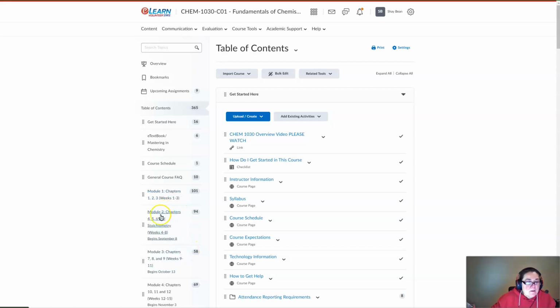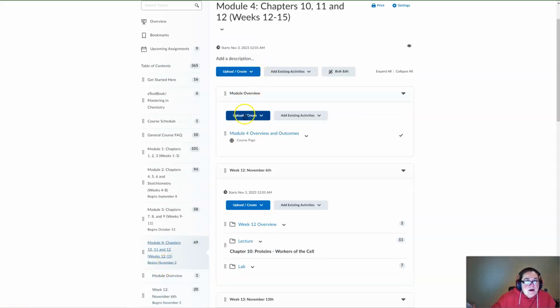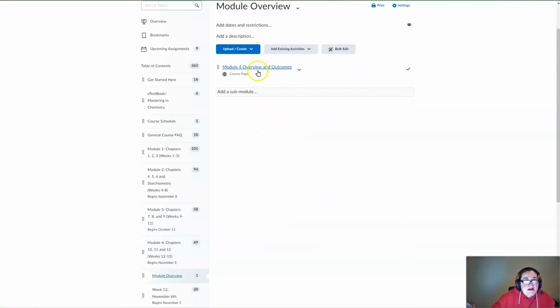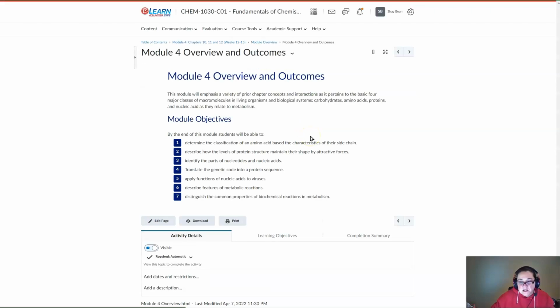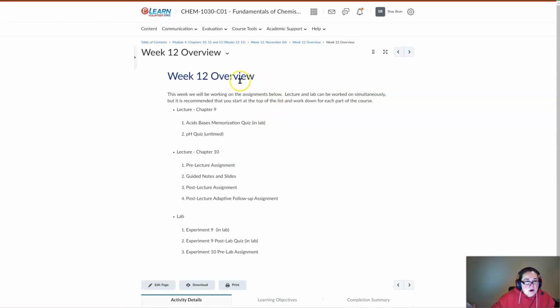We are now moving on into Module 4. I'm here in our course content, coming down to Module 4. You have an overview of what Module 4 is all about. We're getting into the more biological aspect of chemistry, so you can kind of see where we're going with it. And so we're walking into chapter 10, week 12. We're getting toward the end. And so this is where you are, where you're watching this.